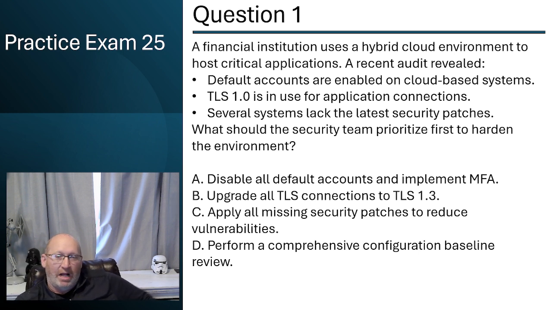I know we got three little problems. Which one is the most relevant? Which one should we do first? I feel like there's a lot going on here. Default accounts are enabled on cloud-based systems. That's a problem. TLS 1.0, that's a problem. And several systems lack the latest security patches. Yet another problem. Oh my gosh.